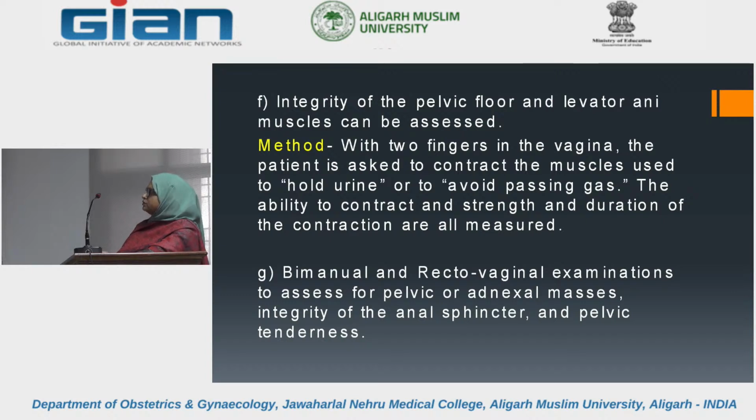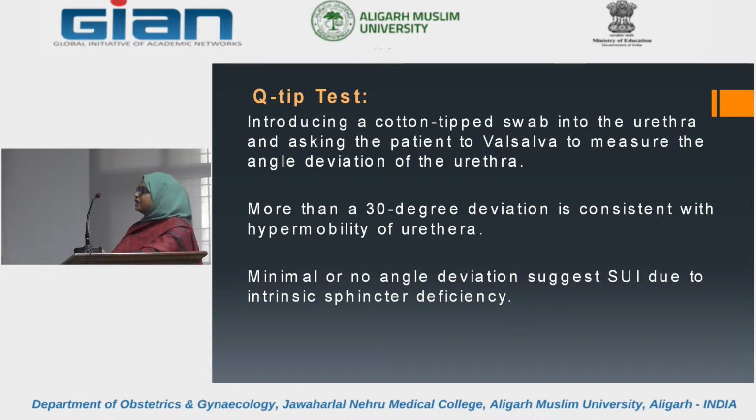Then a test which is obsolete now, that is the Q-tip test. It is done to assess the mobility of the urethra. So introducing a cotton-tipped swab into the urethra and asking the patient to do a Valsalva maneuver to measure the angle of deviation of the urethra. More than 30 degrees deviation is consistent with hypermobility of the urethra. Minimal or no deviation suggests SUI, stress urinary incontinence. But this test is not routinely done.